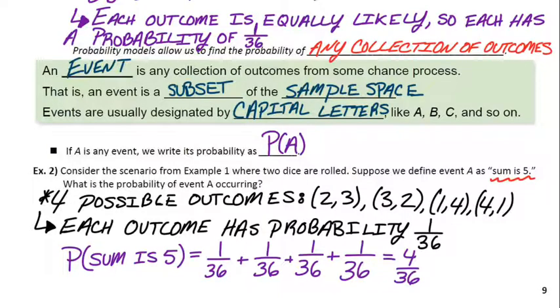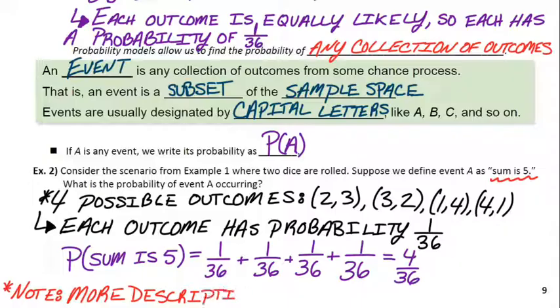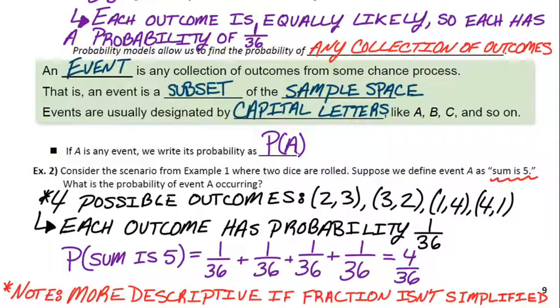And then one thing I'd like to add here is that I'm going to leave this as a fraction. There's really no need to simplify it or call it a decimal for that matter, because when we're talking about probability, it's actually a lot more valuable when you're looking at these, and it's a lot more descriptive if you just leave it as a fraction that's not simplified. So I just want to add that note here. It's more descriptive if the fraction isn't simplified. So don't put in a decimal. Don't call it 1/9. Just leave it like this, because now it's like, oh, you're talking about the 4 outcomes out of the 36 total. So just leave it this way.